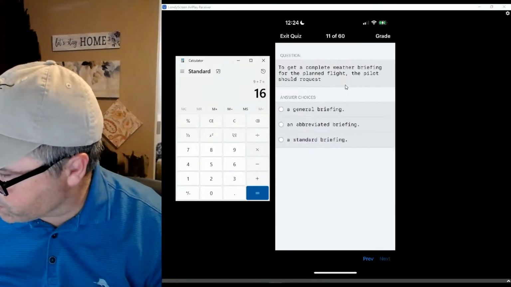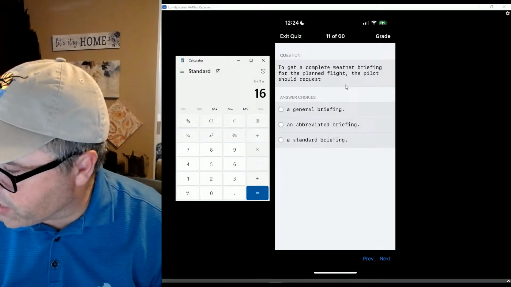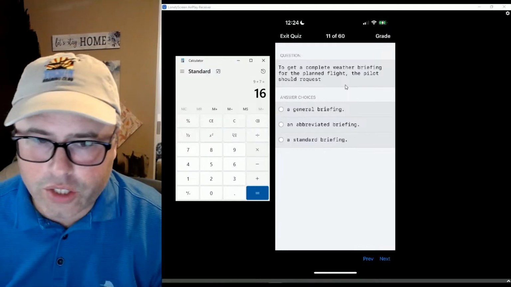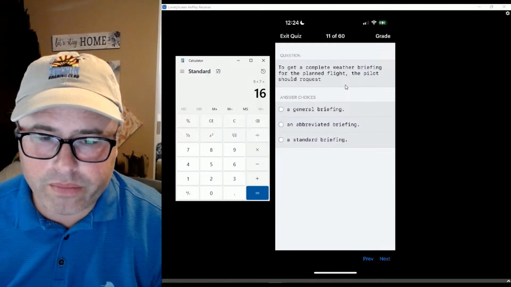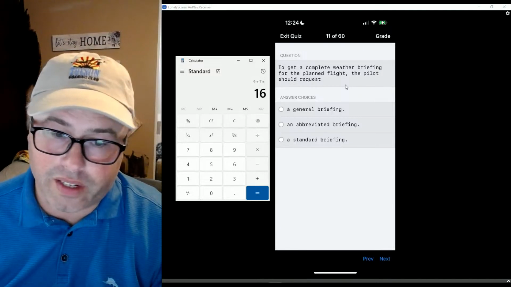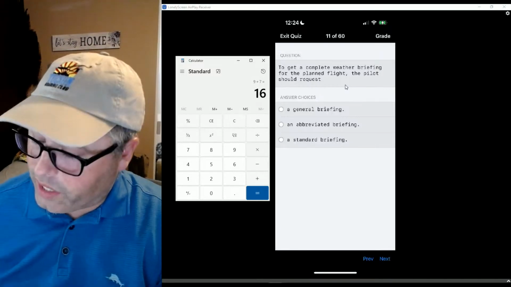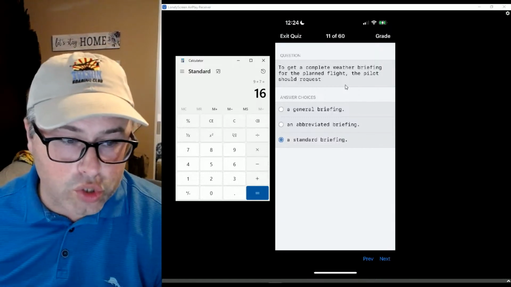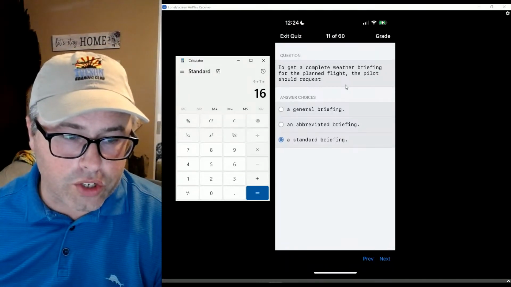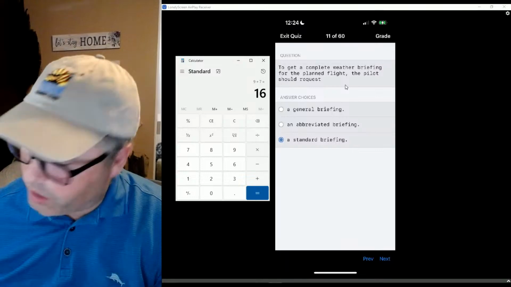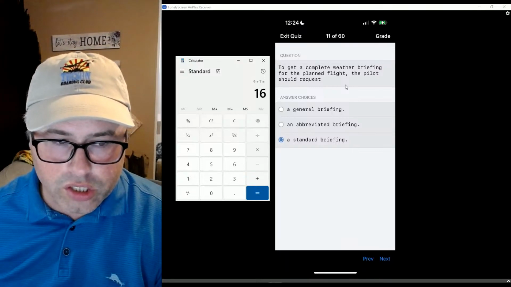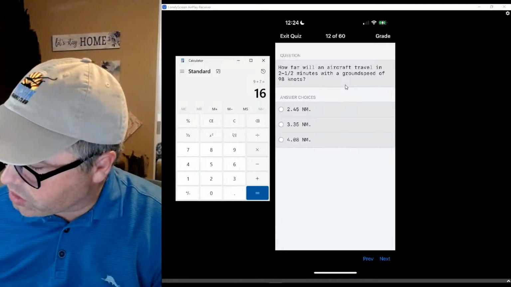Same difference. Okay. To get a complete weather briefing for a planned flight, the pilot should request a general briefing. That's not a thing. An abbreviated briefing. That's not complete, that's abbreviated. Or a standard briefing. Standard briefing. So these questions just ask whether you know a fact. They're just seeing if you know the terminology. Those ones go very fast. You're not going to spend the same amount of time on each of these questions.